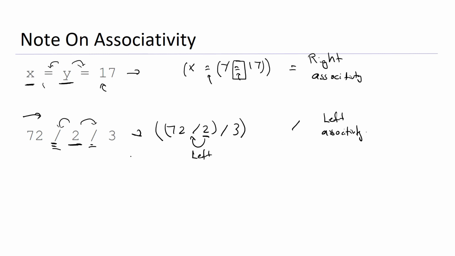One note that you need to keep in mind is that sometimes in textbooks they call a right associativity operator right to left associative. So the equal sign is right to left associative, and the division operator is left to right associative, but we'll use the shorter terms, which are right associative or left associative.